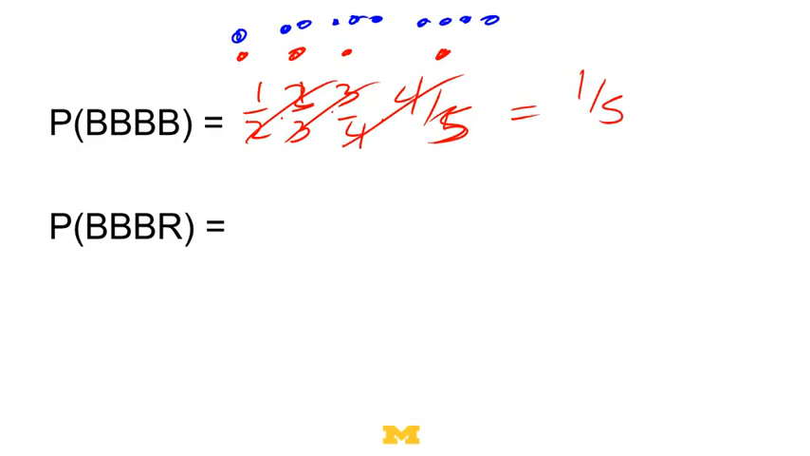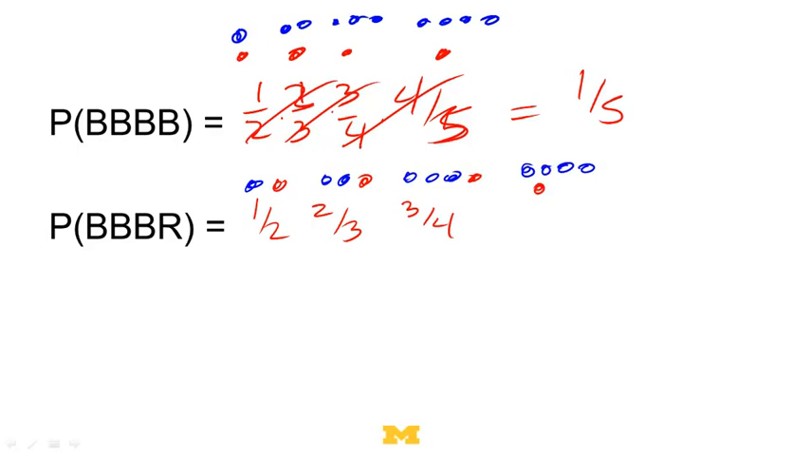Well, now let's suppose I go blue, blue, blue, red. Well, again, I start out with 1 blue, 1 red. So the odds are 1/2 of getting a blue. Now I've got 2 blue and 1 red, so the odds of getting a blue are going to be 2/3. Well, now I've got 3 blue and only 1 red, so the odds of getting a blue are going to be 3/4. Now I've got 4 blue and 1 red, so the odds of getting that red ball are going to be 1/5. So these things cancel and I get 1 over 20.